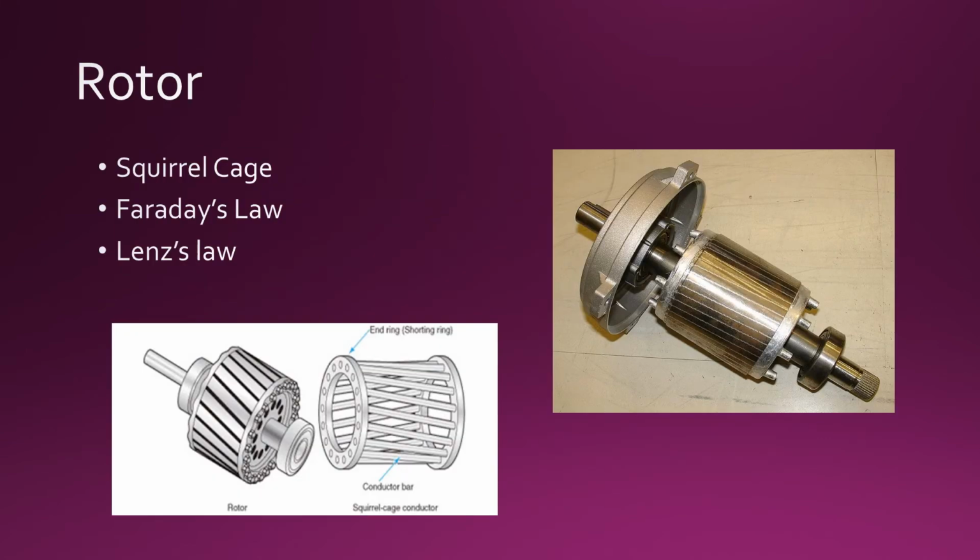Instead of using a conducting loop, the rotor uses a series of conducting bars in a formation called a squirrel cage. The rotating magnetic field induces eddy currents in these conducting bars, which in turn create magnetic fields of their own. Due to Lenz's law, the conducting bars try to oppose the change of the magnetic field by rotating as well.